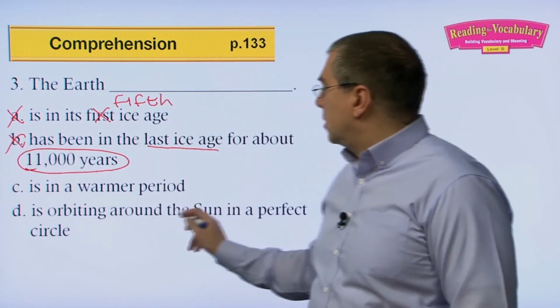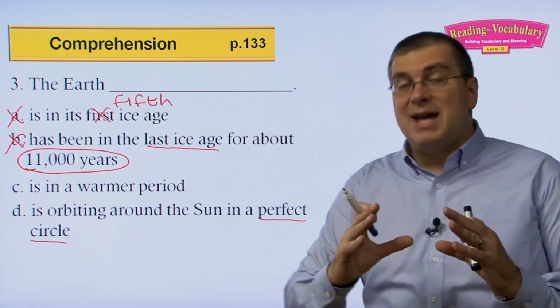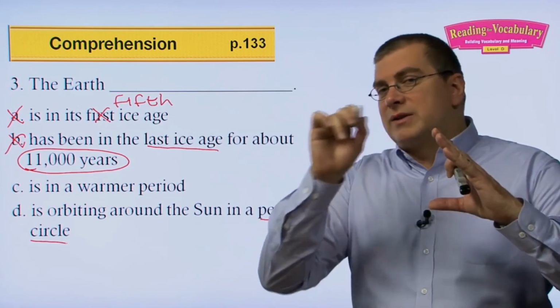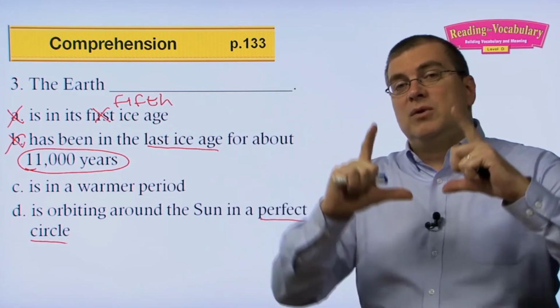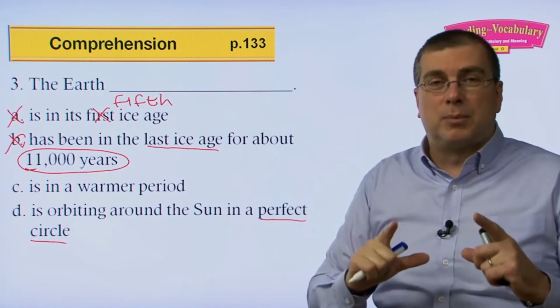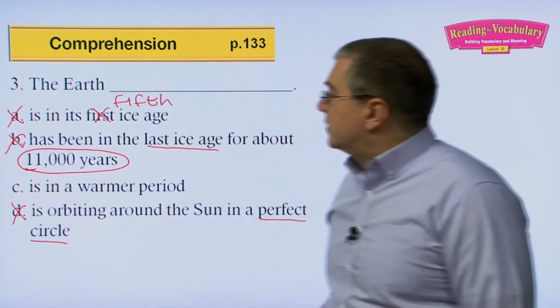The Earth is orbiting around the sun in a perfect circle. A perfect circle? No. As we saw in the reading passage, the Earth is not moving in a perfect circle. It's moving in an elliptical orbit, which is not a perfect circle. It's like an oval. So that is not true. That leaves us with C.